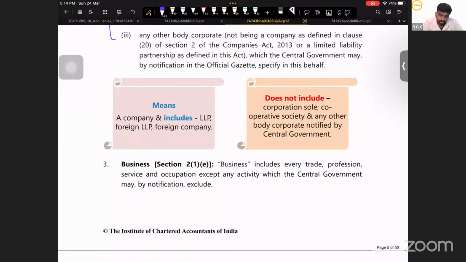So body corporate means company, includes LLP, foreign LLP. Wrong to say this, because it is not foreign company, company incorporated outside India, foreign LLP. LLP incorporated outside India and foreign LLP are different concepts. Both are different because LLP incorporated outside India need not have a place of business in India, whereas foreign LLP should have a place of business in India.